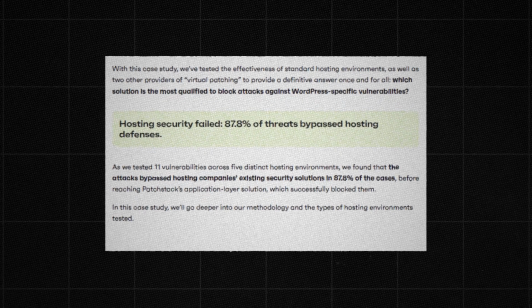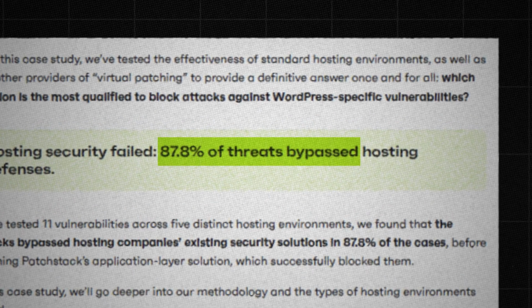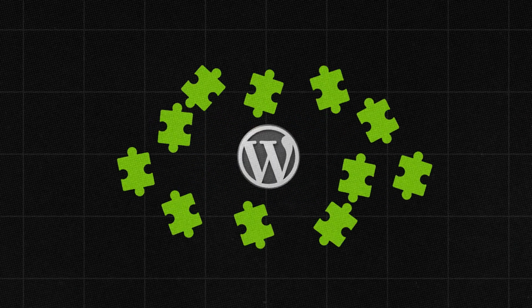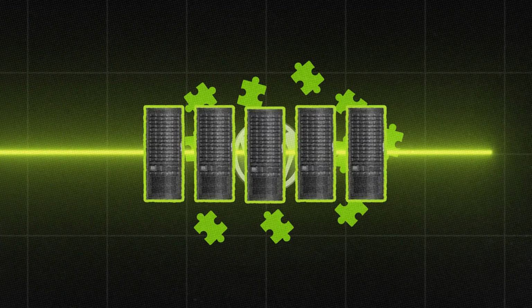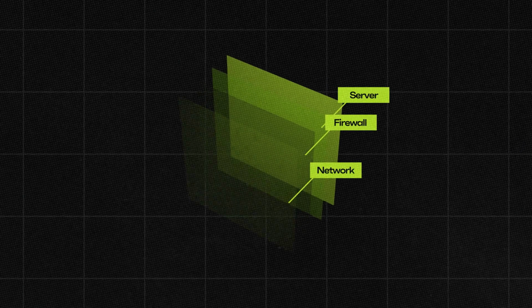of the problem. Research into the security measures in place at hosting providers has shown that 87.8% of real-world attempts to exploit vulnerabilities will be successful. That is, of course, in cases without Patchstack RapidMitigate. The experiment tested 11 real WordPress plugin vulnerabilities across 5 different hosting environments, well-known companies with commonly used security configurations. In 87.8%, back to that golden number, the hosting provider's defenses across the network, firewall, and server layers failed.